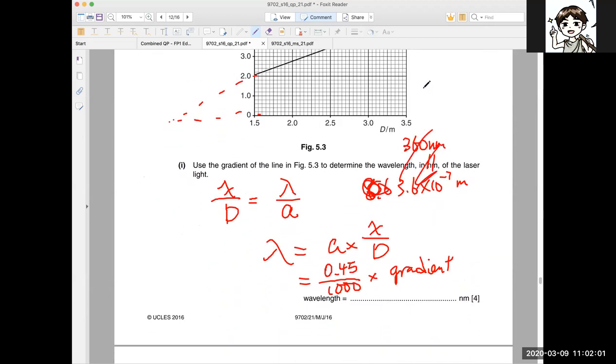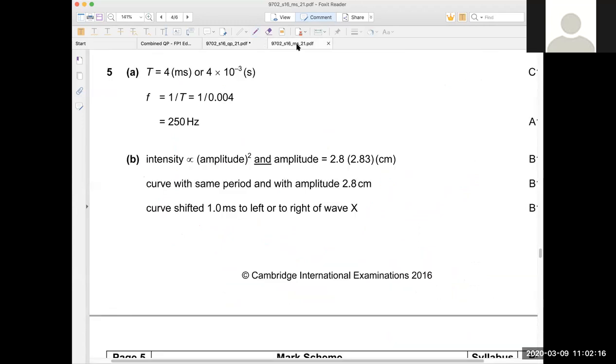Okay, 6.2 times 10 to the minus 7. Yeah, that's all right. I got that. Can you see the marking scheme? Trust me, a minute.